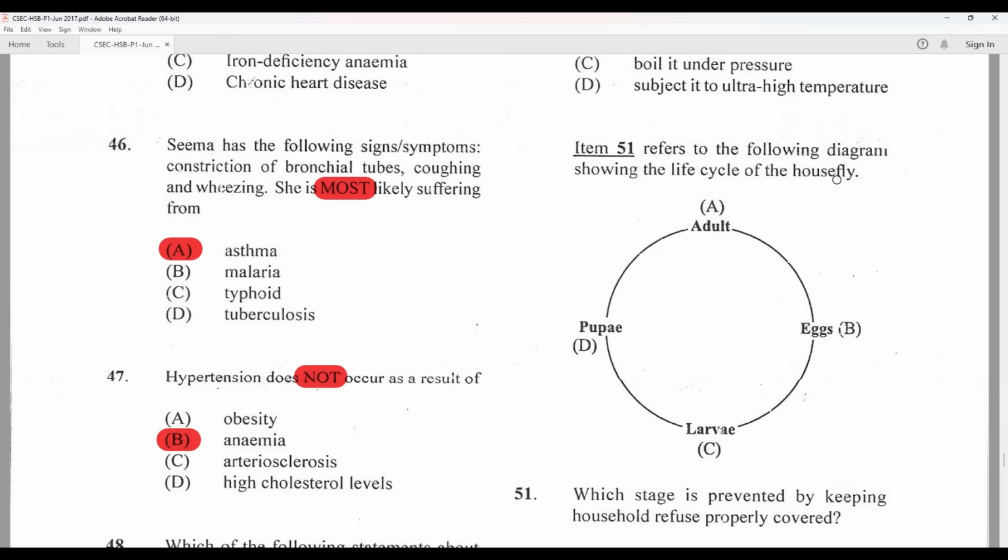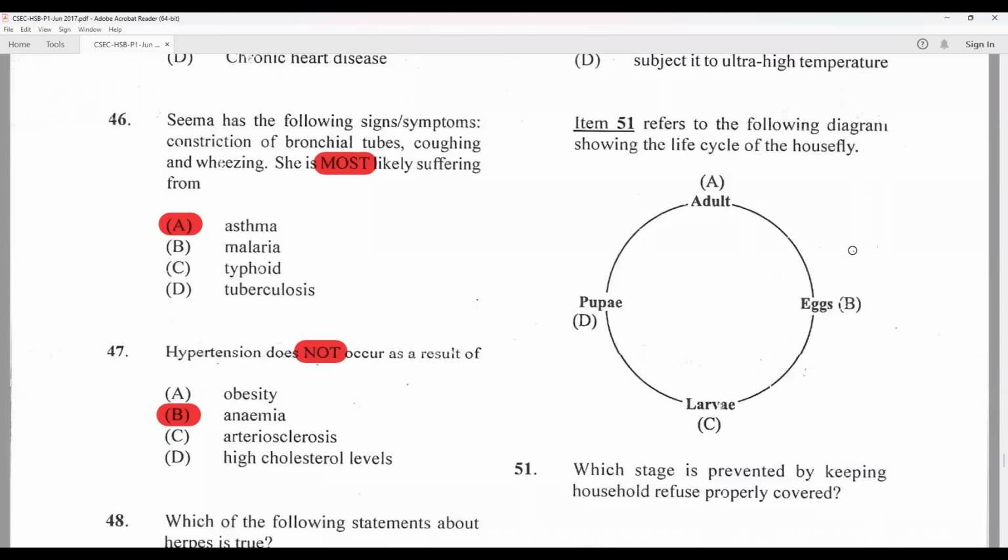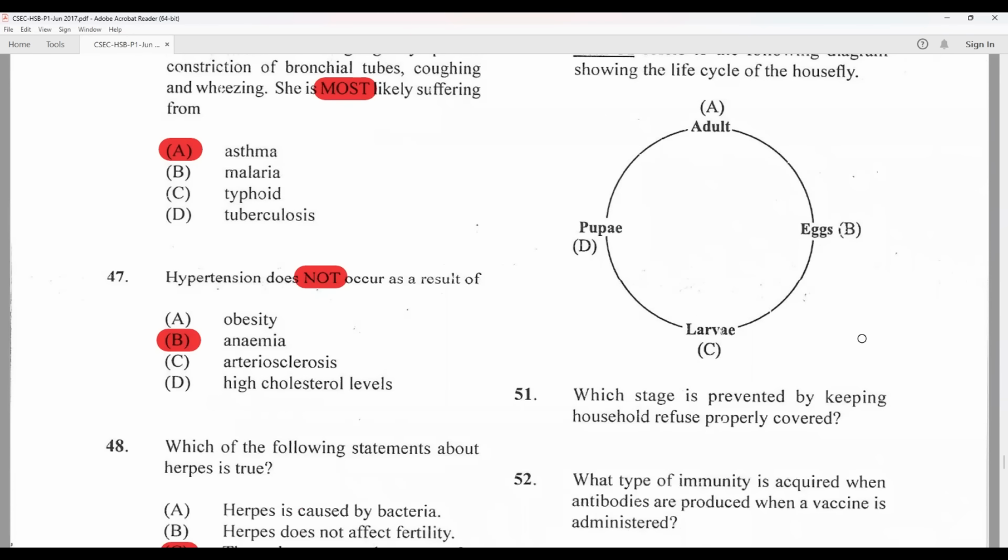(15.1) refers to the following diagram showing the life cycle of the housefly. We have the adult, the eggs, the larva, pupae. Which stage is prevented by keeping household refuse properly covered? And I hope everyone is thinking that, hey, if you cover the garbage, if you remove household refuse in a timely fashion, that you will prevent eggs from being laid by the adult. So you will prevent which stage, because they ask you to prevent the adults already there. So you will prevent eggs, which makes the answer B.